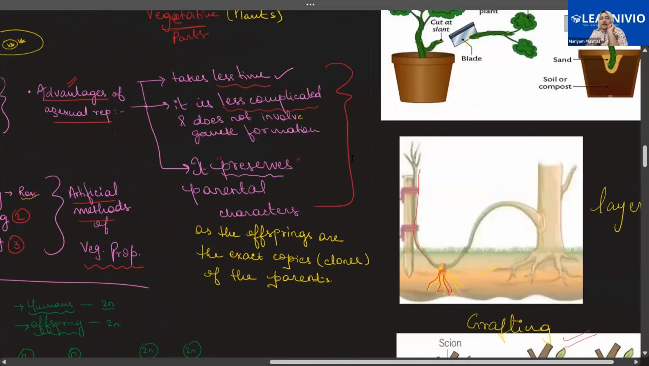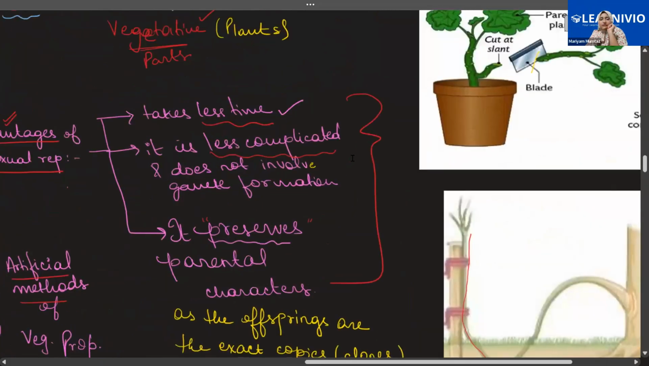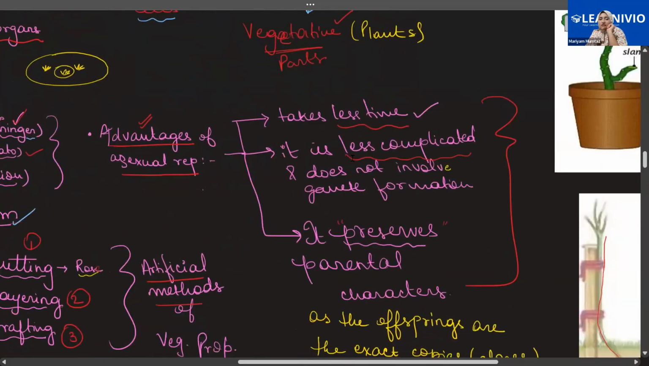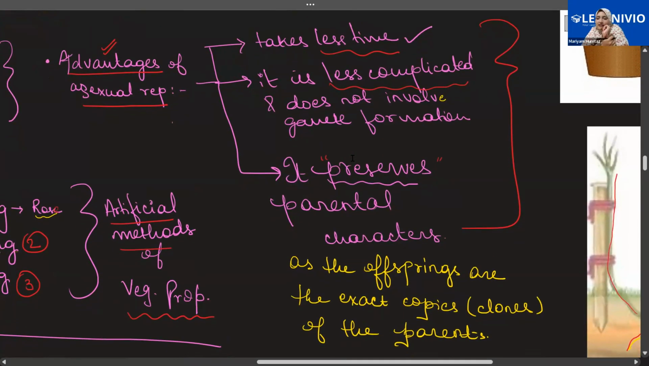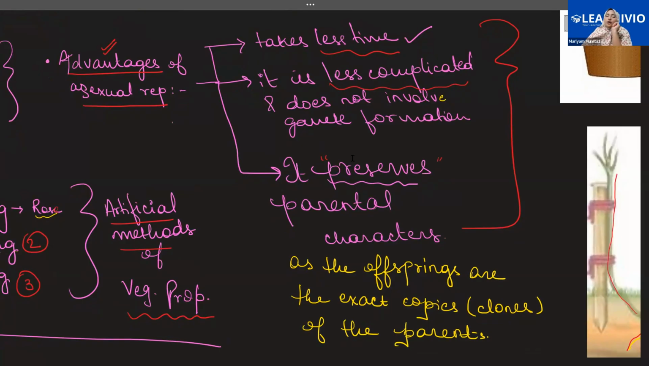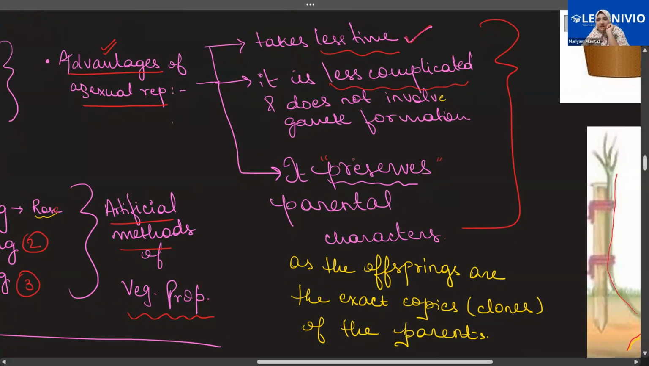Now moving forward, lastly, let's talk about the advantages of asexual reproduction. We know that sexual reproduction is always better than asexual reproduction. But there are some pros to asexual reproduction as well. First of all, it takes less time. It's not a very complicated process. It's not a very lengthy process. So it takes very less time.